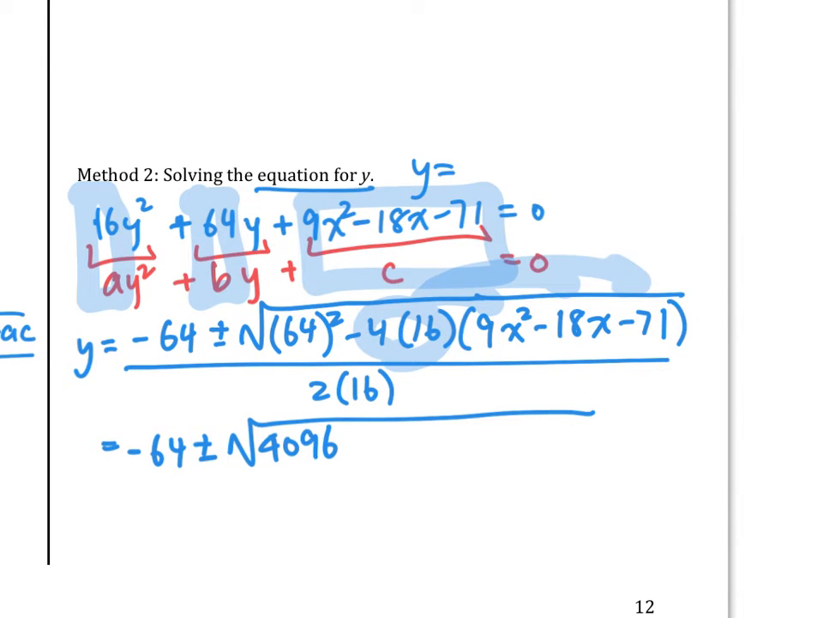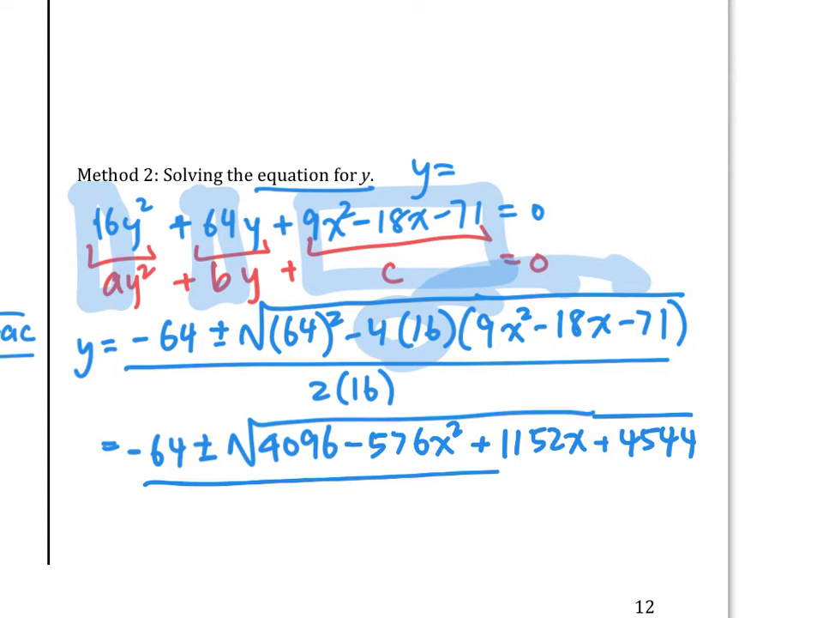Okay, so for this part, we're going to multiply that together and then distribute. So 4 times 16 is 64. And then 64 is going to be distributed to everything. There's a negative in front, so be careful of that. Negative 64, so that's negative 576x squared plus 1152x plus 4544, all over 32. Now let's combine like terms.